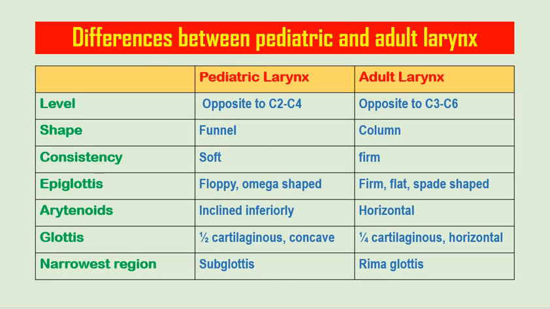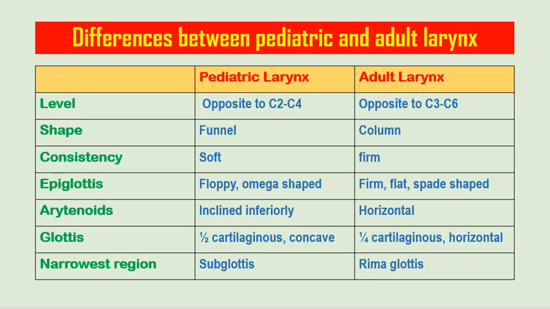The shape of the pediatric larynx is funnel shaped, whereas the adult larynx is column shaped. Therefore, the narrowest region of the pediatric larynx is the subglottis as you go down, whereas in the adult larynx, the narrowest region is the rima glottis or the glottis itself.